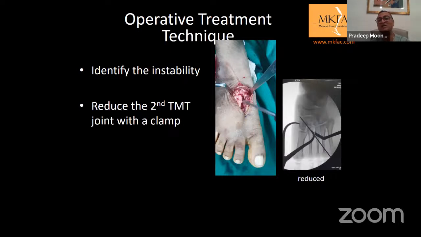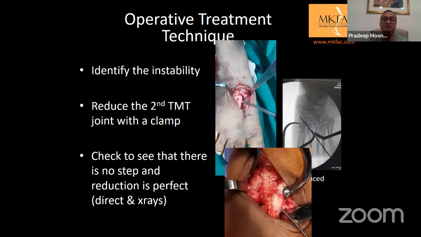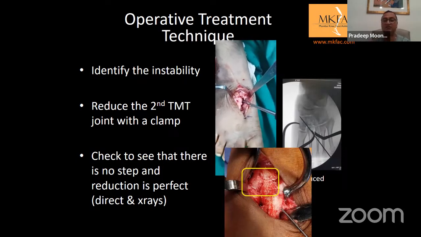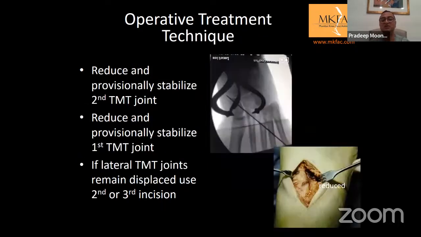Now reduce the second Lisfranc joint with a clamp and then pass a guide wire from the base of the second metatarsal onto the medial cuneiform. And the key thing is, two things you need to do. You need to make sure that your Lisfranc joint is anatomically reduced on direct inspection as well as on the X-rays. Both need to be checked to be sure that you have reduced it.